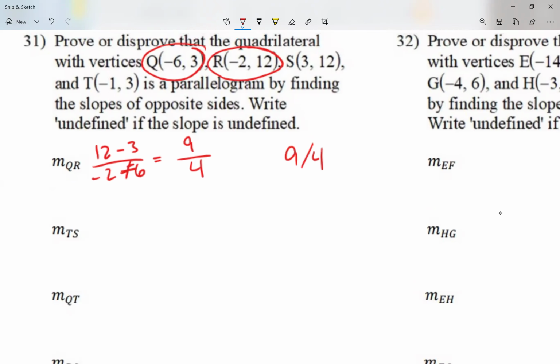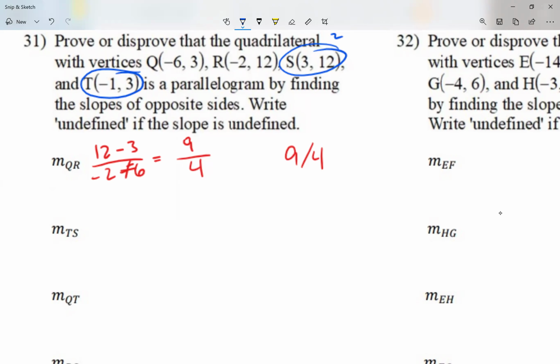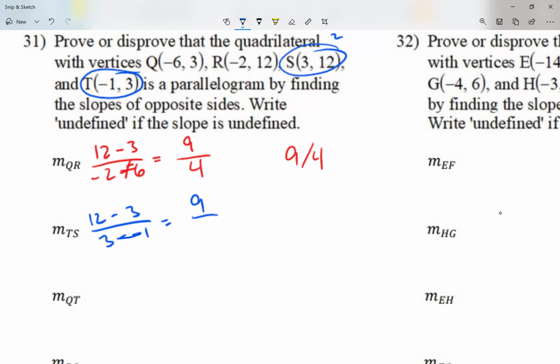Now let's find the slope of the points TS. I'm going to switch it to blue so it doesn't get confused. So TS, I'm looking at the coordinates of T and S. I'm going to say S is my second point, okay? So I'm going to start on both cases from S. So first subtract the y's. 12 minus 3. At the bottom, subtract the x's. 3 minus a -1. I know 12 minus 3 is 9. Here, two negative signs become a plus sign. 3 plus 1 is 4.